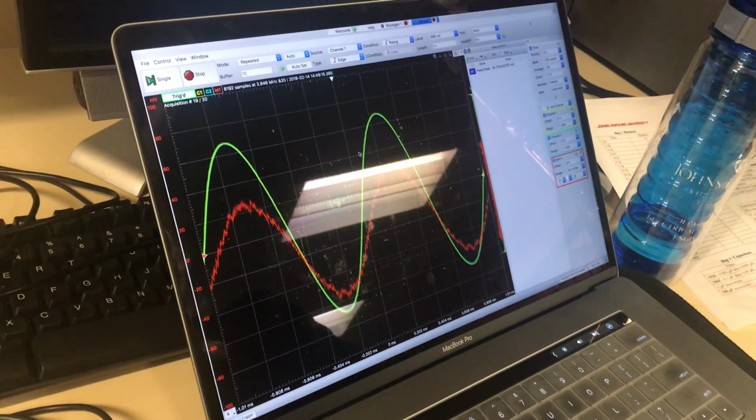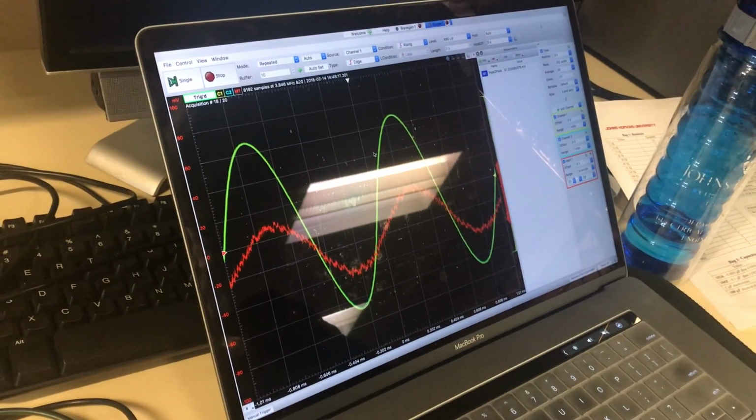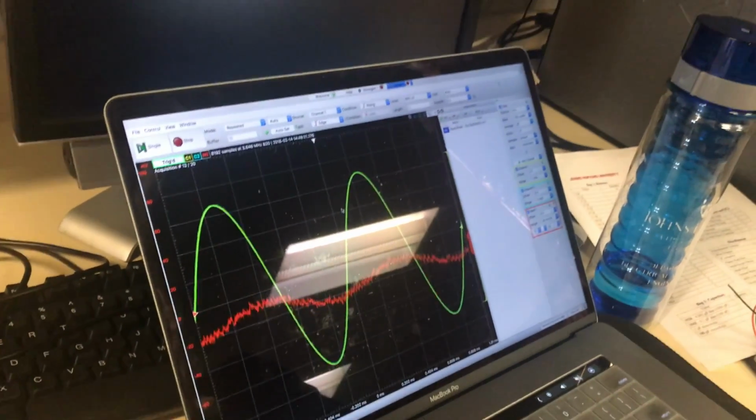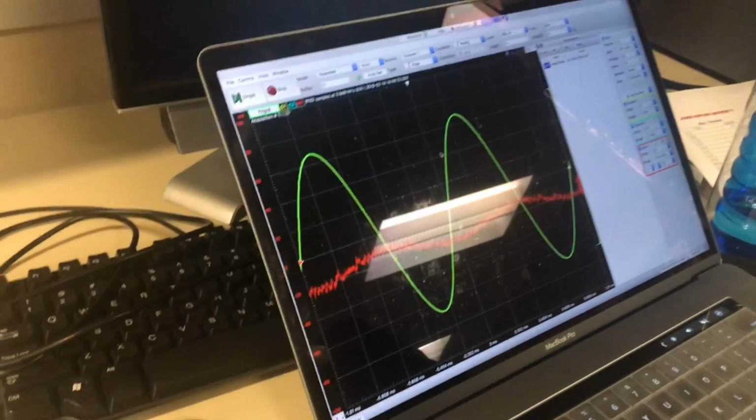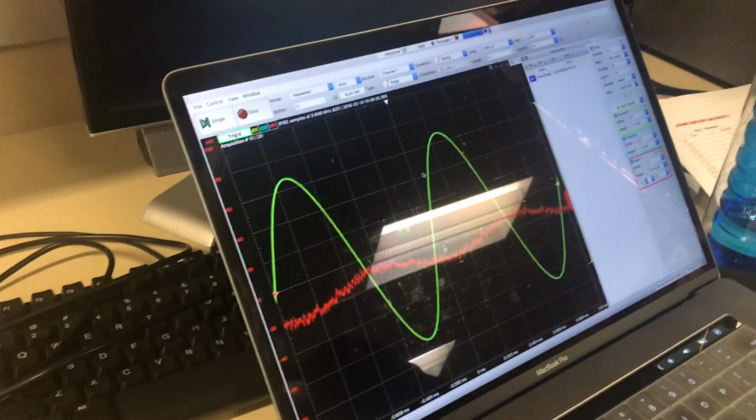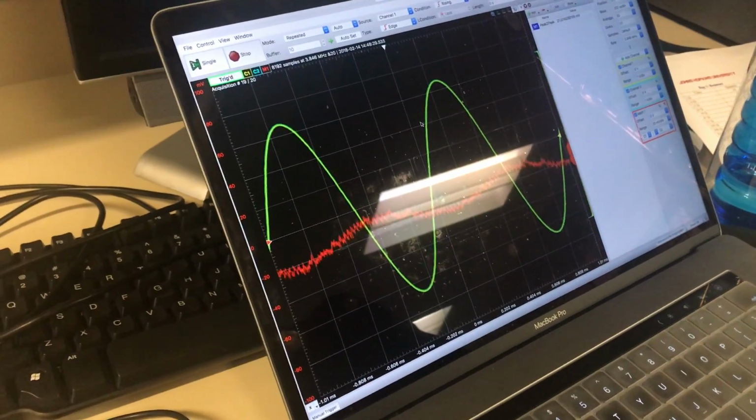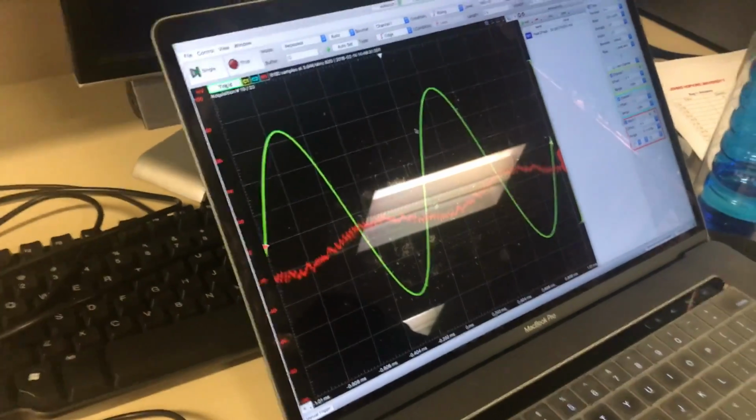So what we're trying to do is minimize this function so that the difference is 0 across the time domain. We can never get the amplitude to be exactly 0, but we can get it pretty close.